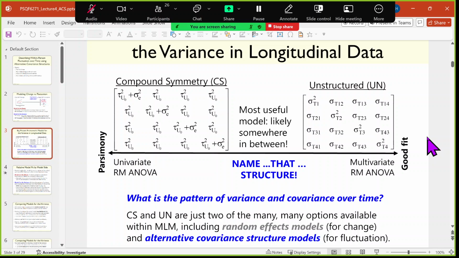Yeah. Lots of CS's. Compound symmetry. Yep, we are only using 2. It doesn't matter how many occasions we have. Between compound symmetry and unstructured, which one is going to fit the best?